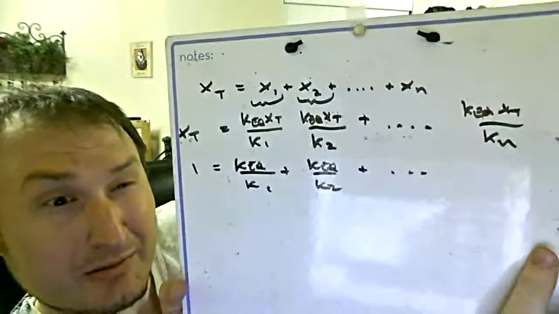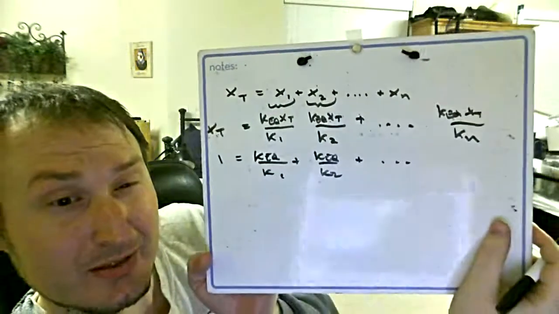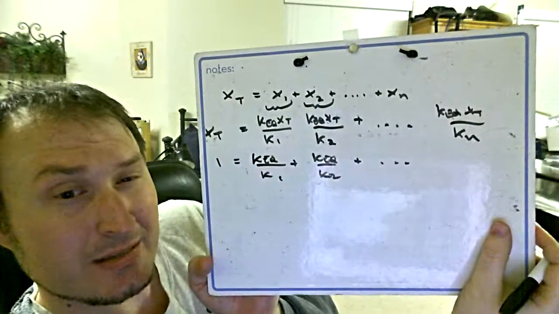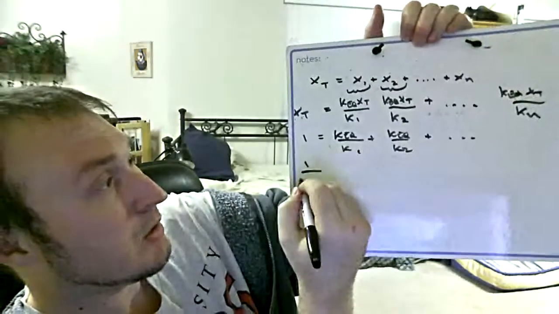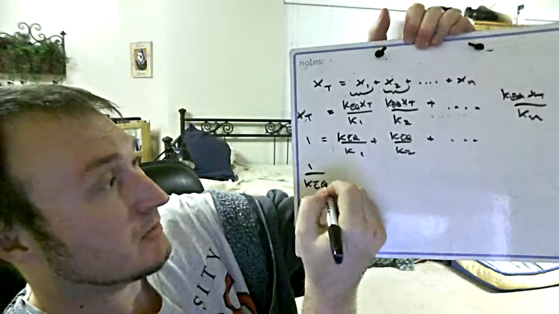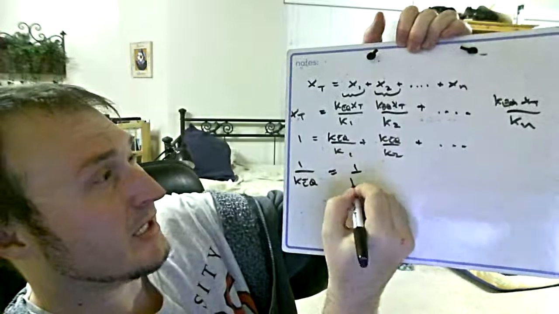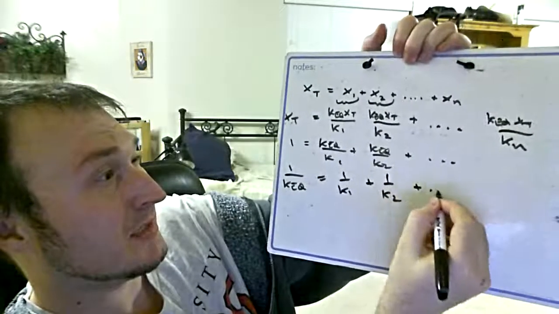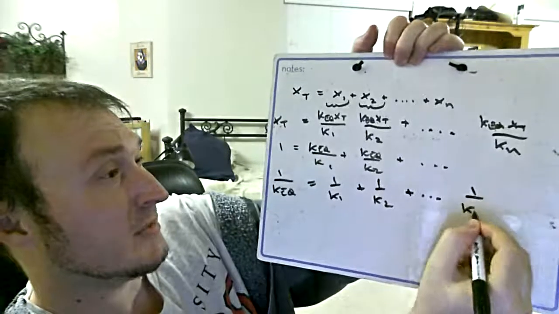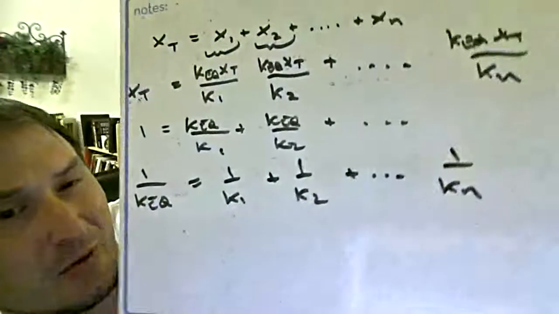I know I'm going to run way long on this video, hopefully not too long. But there you go. And then you can divide by KEQ, and you get 1 over KEQ equals 1 over K1 plus 1 over K2 plus dot dot dot 1 over K sub n. So if you hadn't seen that before, that's kind of how you get there.